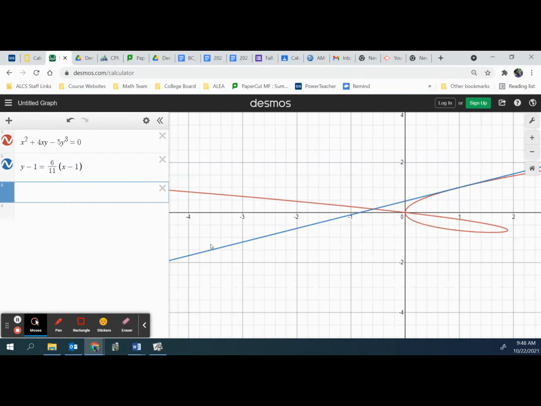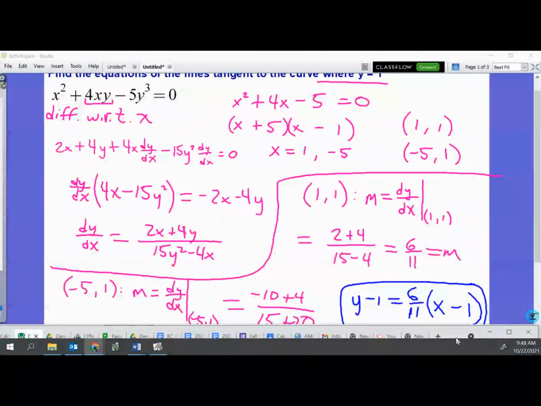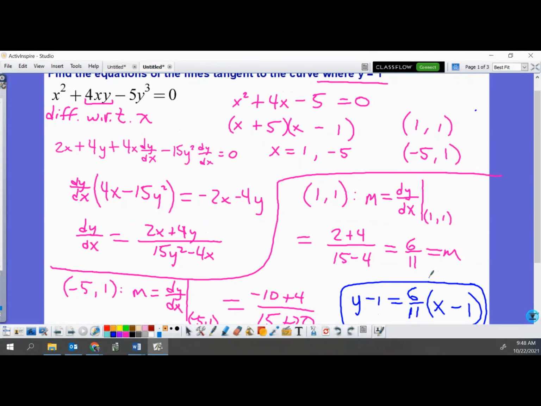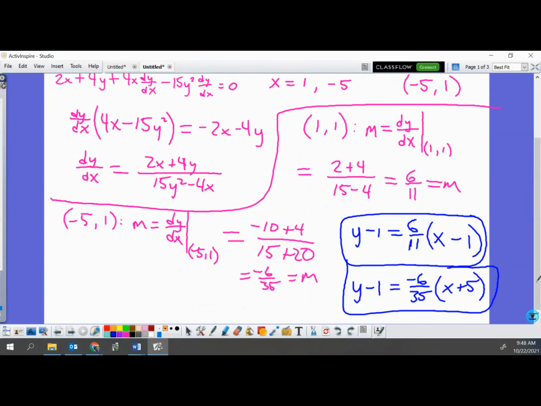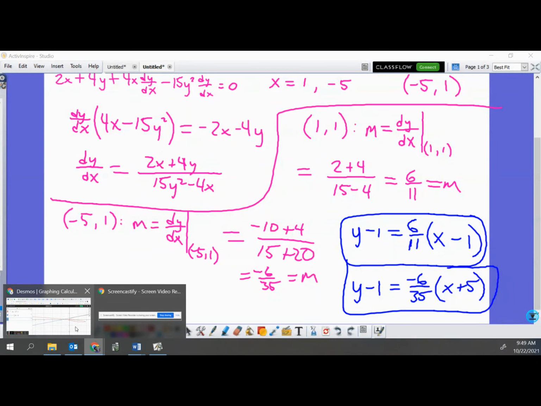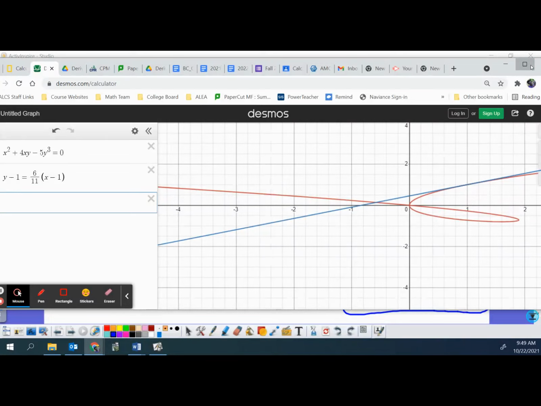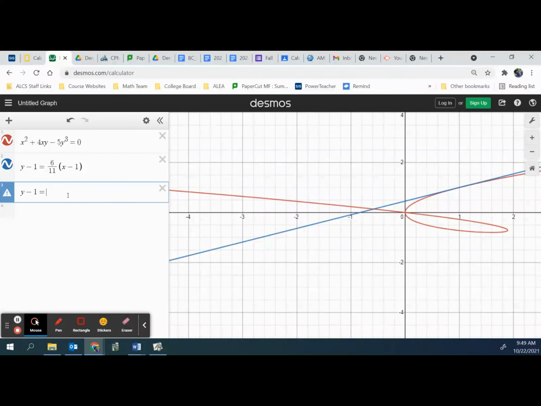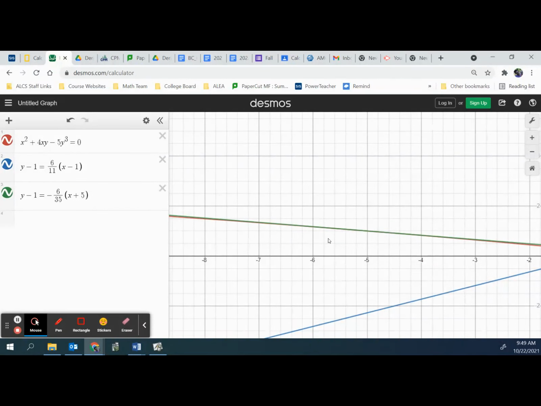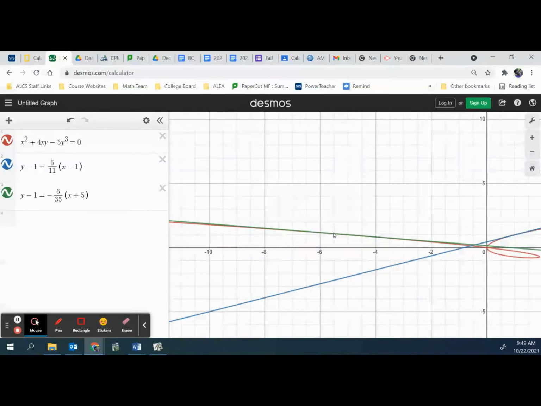And then we've got, oh, I got to scroll down in there, don't I? Doesn't want me to. There we go. y minus 1 equals -6/35 times x plus 5. And yeah, that's going to show us this other tangent line over here. It's really hard to see because that part of the curve is so flat, but it looks convincing.